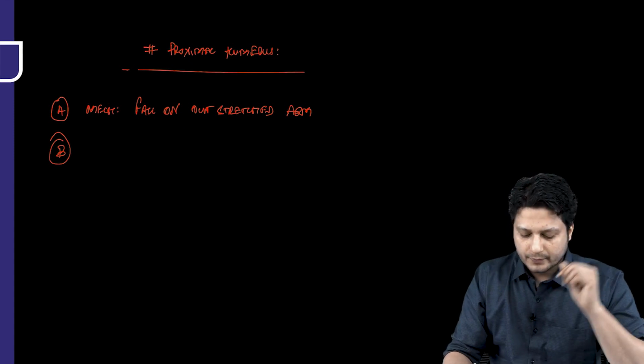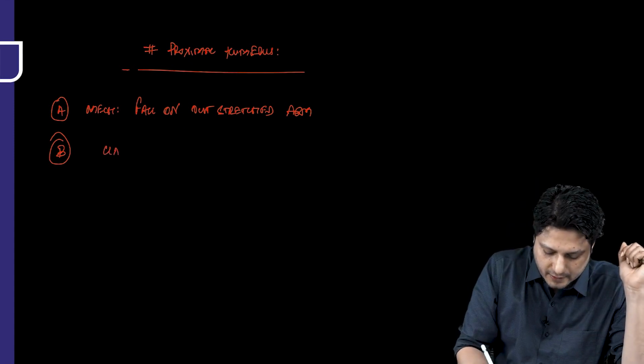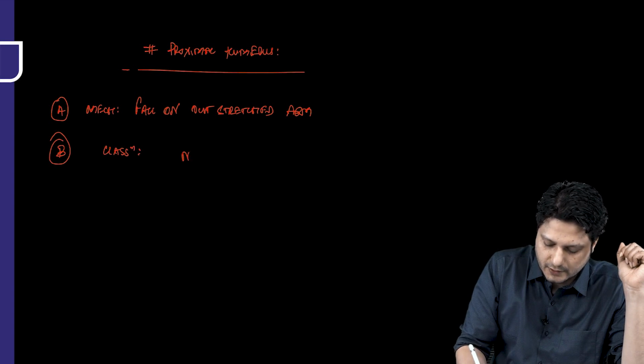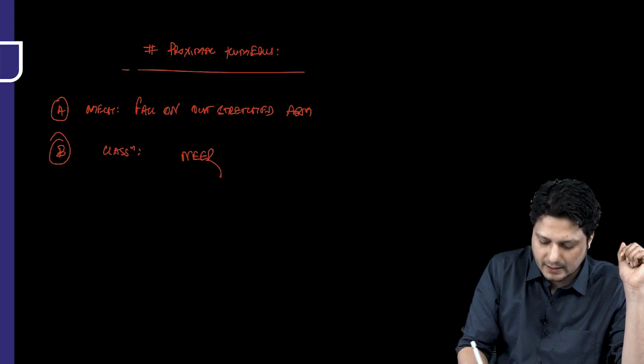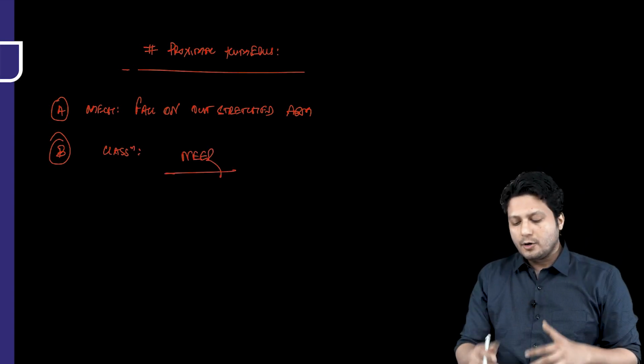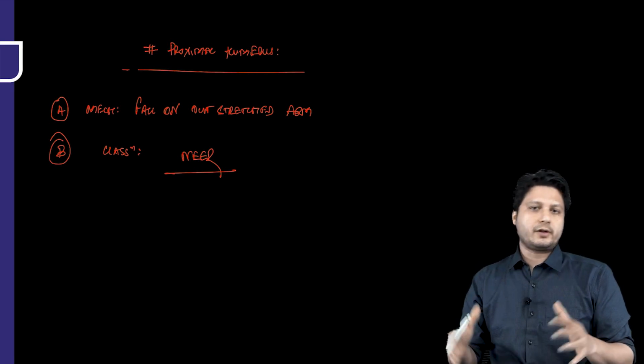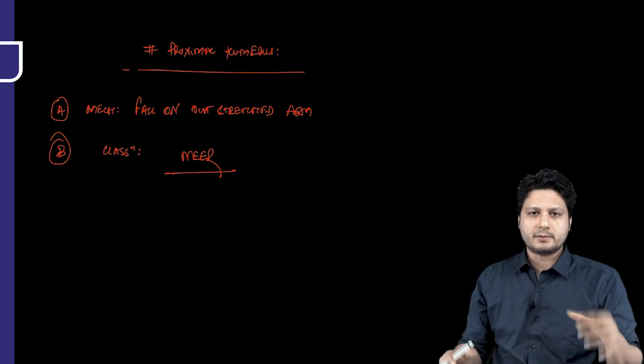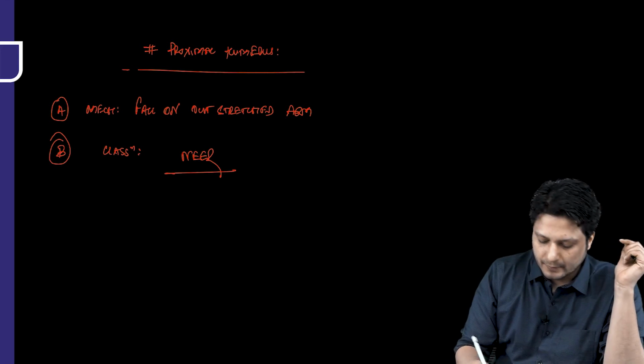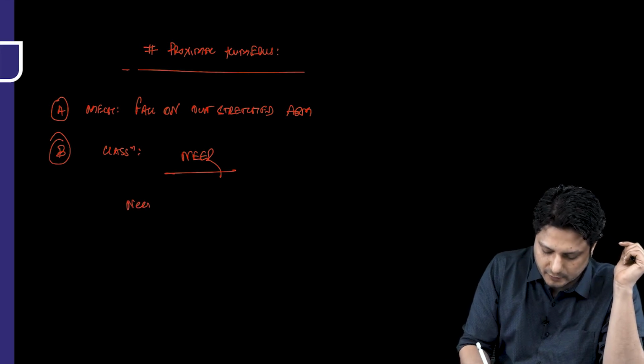Now, point number 2 is the classification. What is the name of the classification for this proximal humerus fracture? It is the Neer classification, N-E-E-R. Now, Neer has classified the fractures of the humerus into multiple types. But what you have to remember is the Neer criteria for displacement.